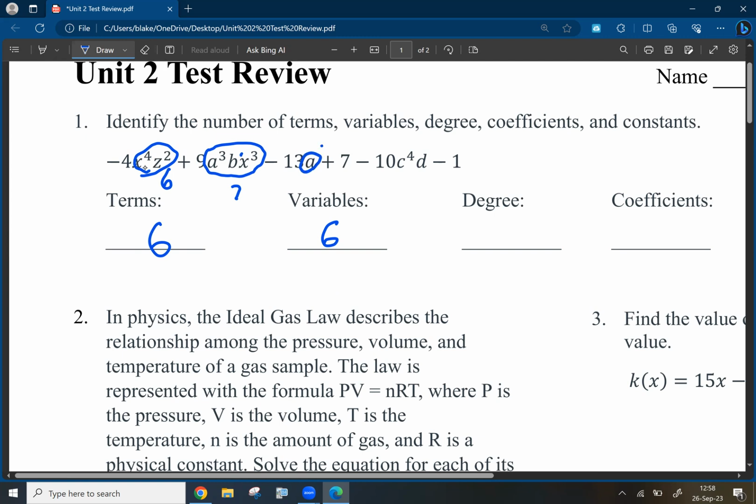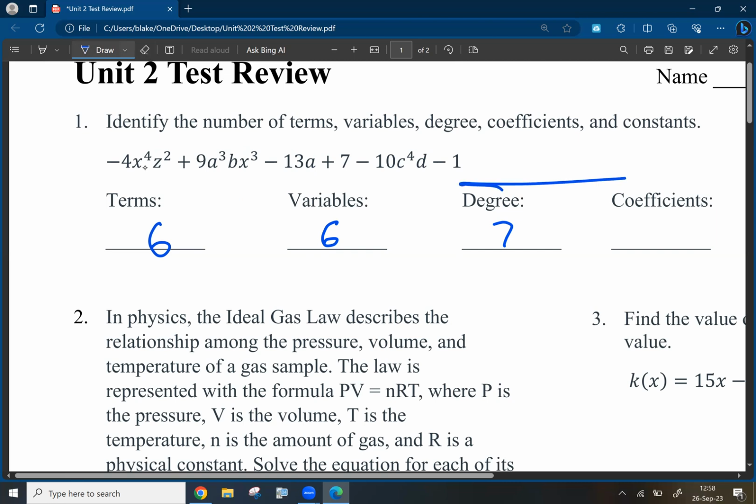This is just going to be 1. This is a constant, so it's 0. This one is a 5. 4 and 1 makes 5. And then this is just, again, 0. So the highest degree was 7. 7 is going to be our degree. Don't forget, you are just doing the highest there.